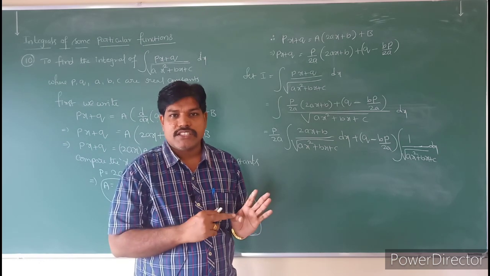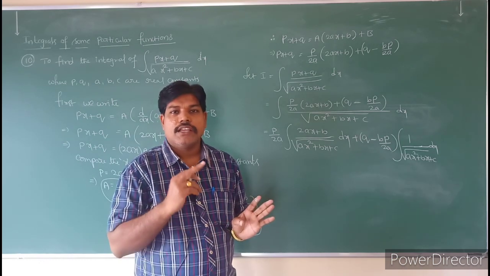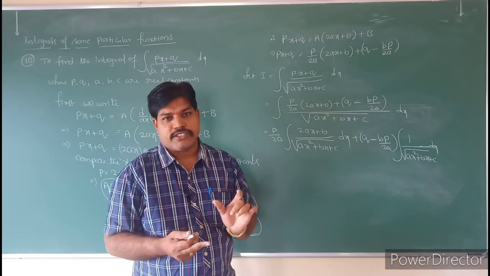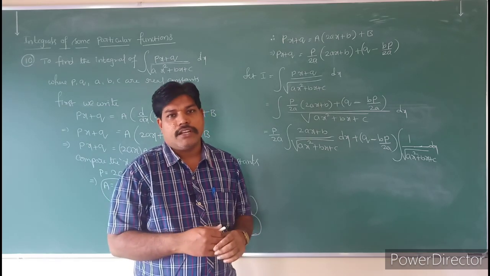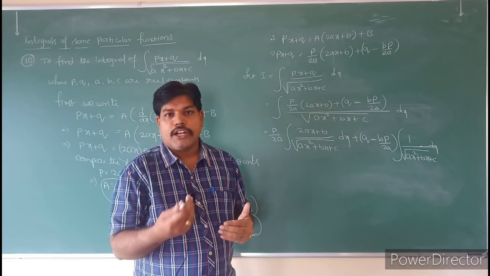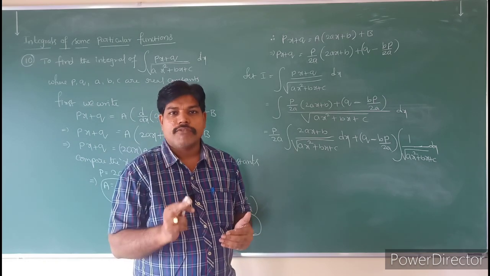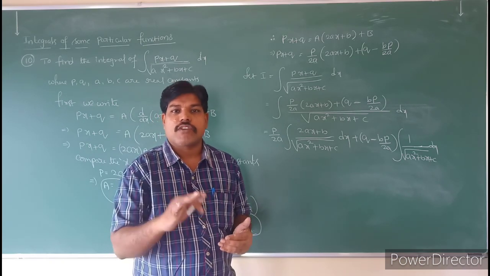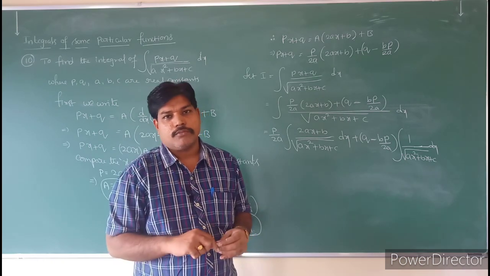The seventh one is dx by ax square plus bx plus c. First you have to simplify that ax square plus bx plus c, then you can apply the integrations. It will automatically convert into one of the forms of dx by x square plus a square, or x square minus a square, or a square minus x square. Then you can integrate that term.